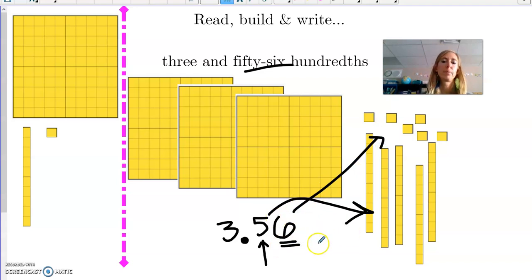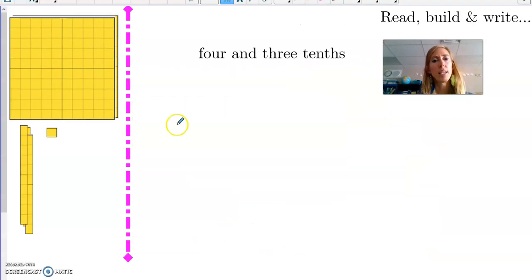It's really cool. I could also write it as a mixed number. I have 3 and how many hundredths? Do I just have 1? No. 2? No. 50? No. I have 56. So I could write 3.56 or 3 and 56 hundredths. All right. Okay, let's try it again.